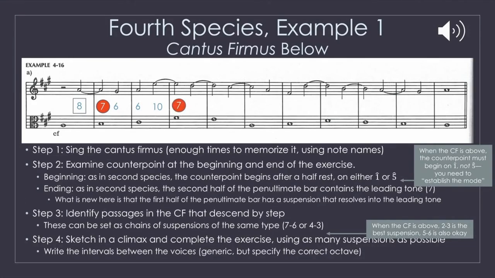Then the cantus firmus jumps up to F sharp, and the upper voice is still holding the E. So that's a seventh. That seventh has to resolve down. It was prepared, and it resolves down to a sixth.